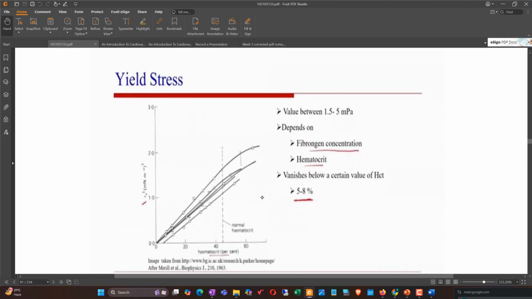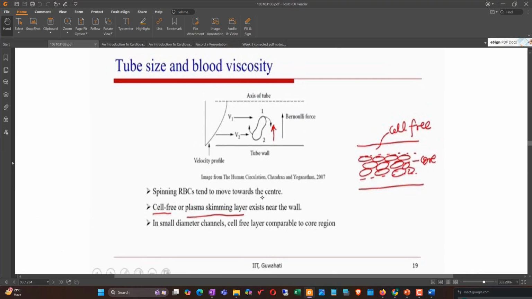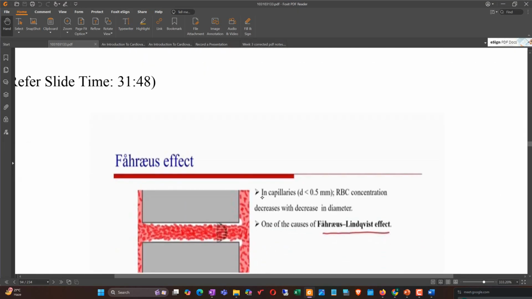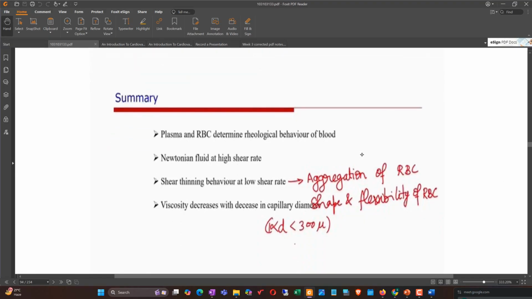Low shear, yield stress, tube size, and blood velocity. Various effects, which was this: if the diameter of the capillary is less than 0.5 mm, RBC concentration decreases with decreasing diameter, right? Which is called the Fahraeus-Lindqvist effect, right? Viscosity decreases with the capillary diameter, the Fahraeus effect. And everything has been discussed properly.